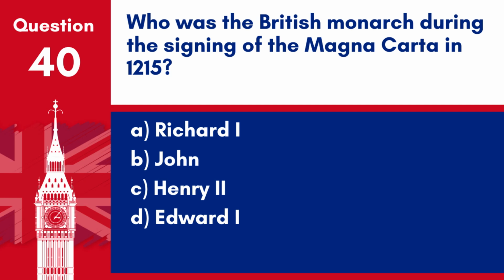A. Richard I. B. John. C. Henry II. D. Edward I. Answer. B. John. King John of England was the monarch during the signing of the Magna Carta in 1215, a document that limited the powers of the monarchy and laid the foundation for modern democracy.